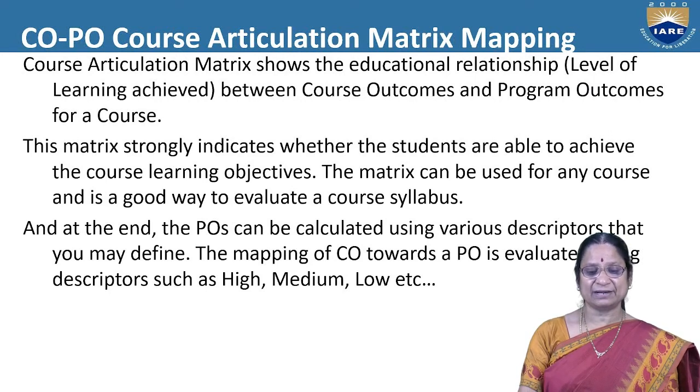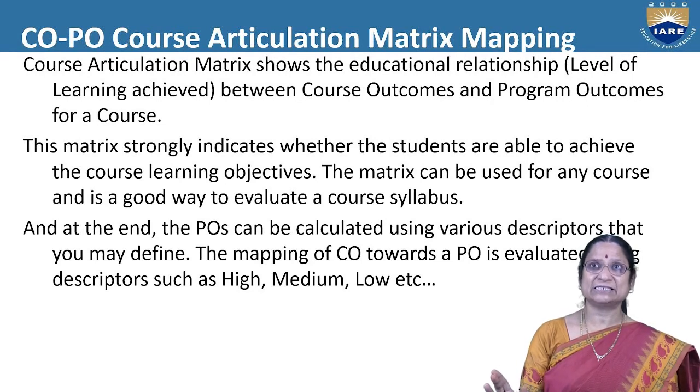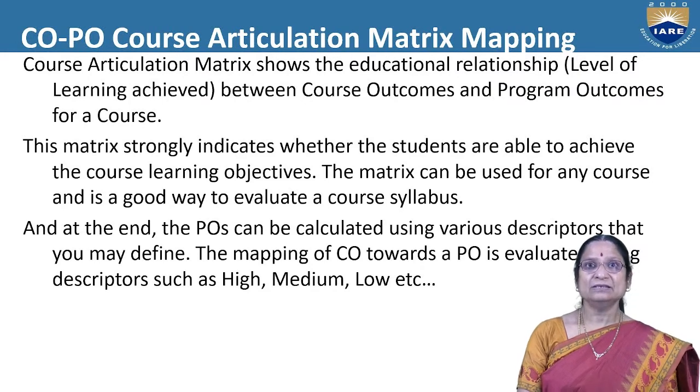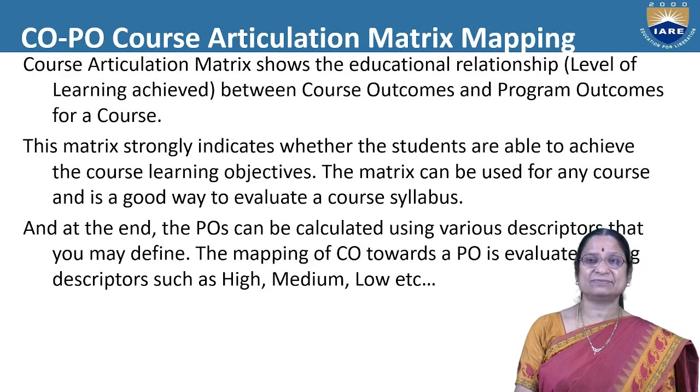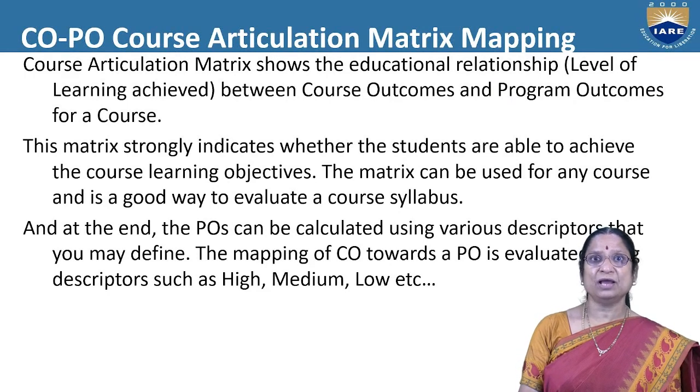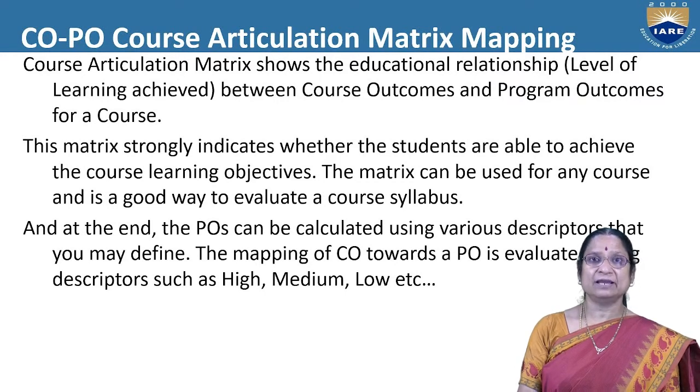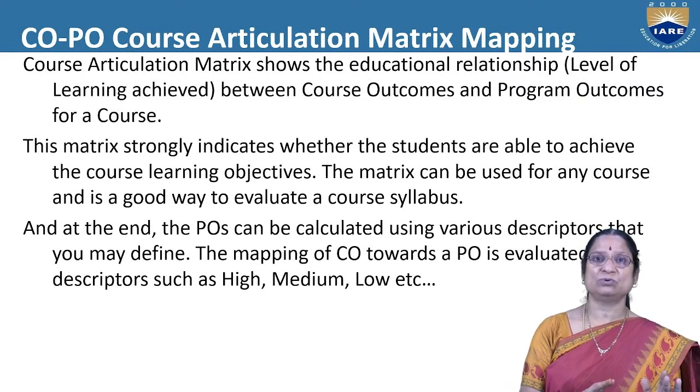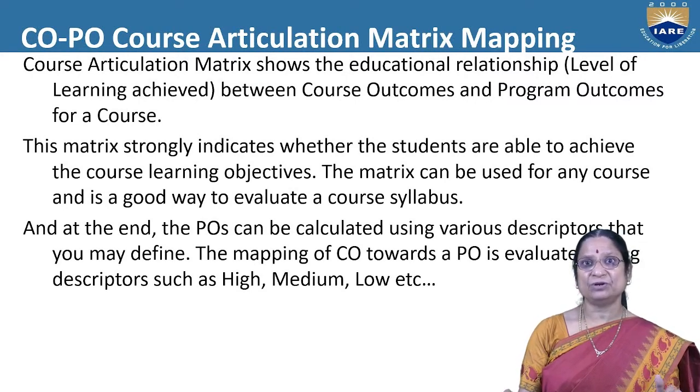This course articulation matrix shows the educational relationship, that is, the level of learning, how far it was achieved, systematically, between course outcomes and program outcomes of the course. So this matrix strongly indicates whether the students are able to achieve the course learning outcomes. In turn, because of this achievement of the course learning outcomes, which program outcomes are going to be achieved, and up to what extent? That can be easily evaluated.